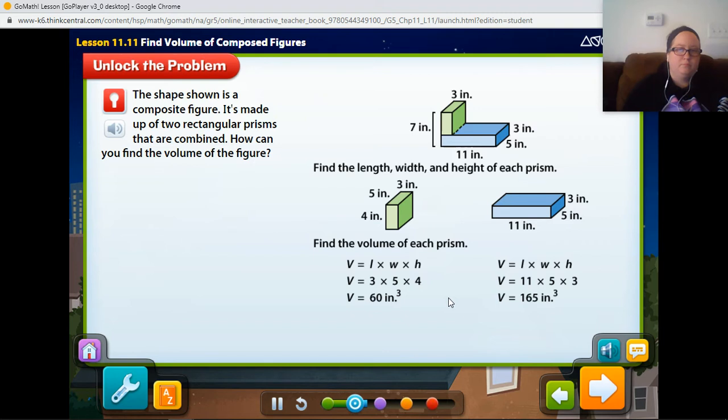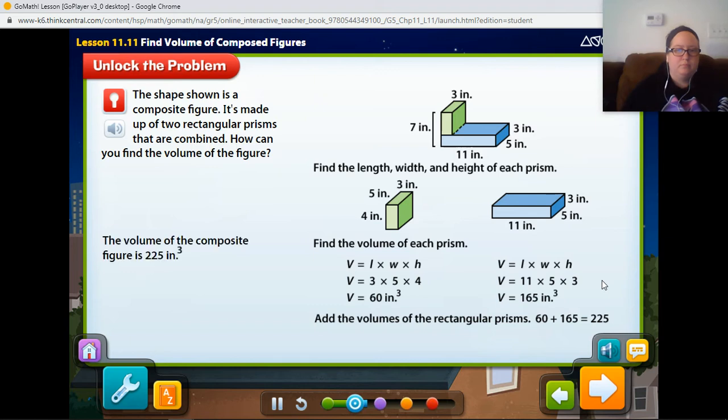165 cubic inches. Finally, add the volumes of the rectangular prisms. 60 plus 165 equals 225. So the volume of the composite figure is 225 cubic inches.